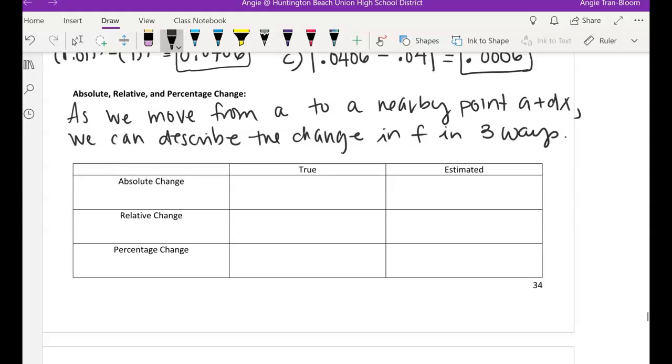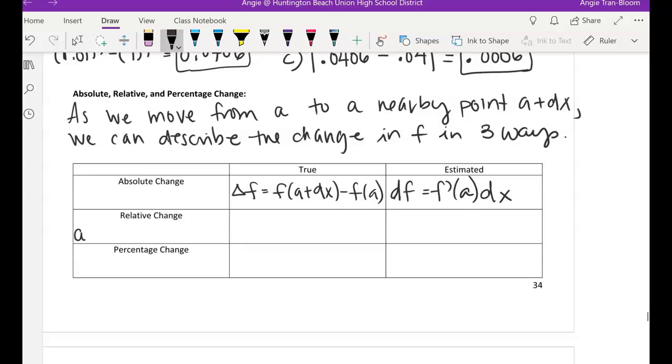True means actual. So the actual change is going to be f of a plus dx, take away f of a, as we know. And the estimated is df equals the first derivative at a times the change in x, which is dx. Next one is the relative change.